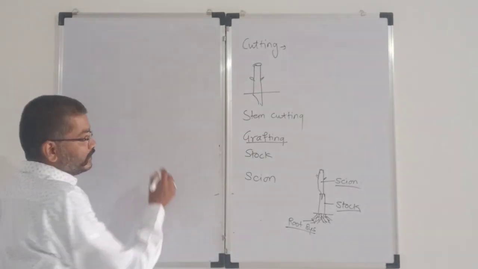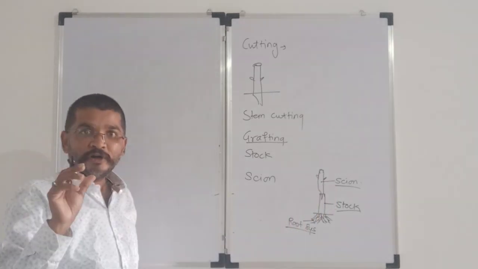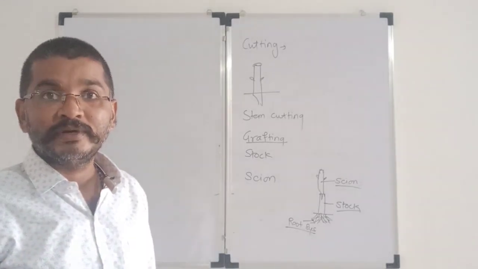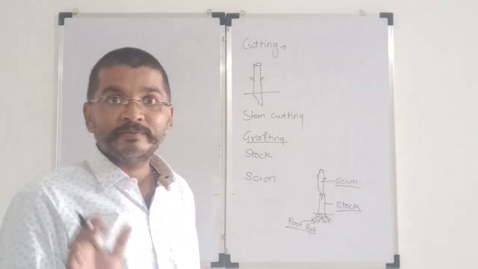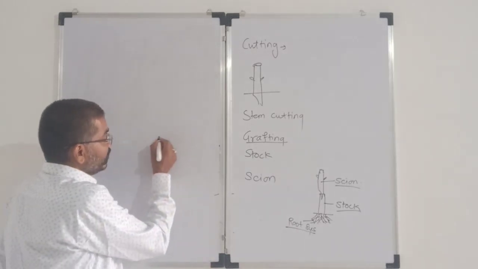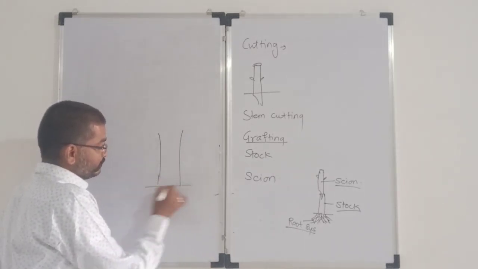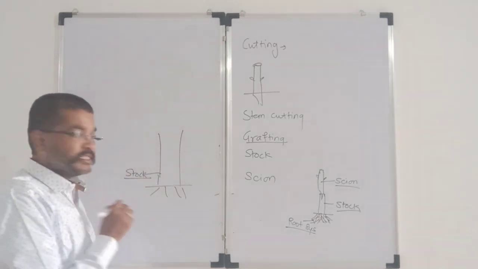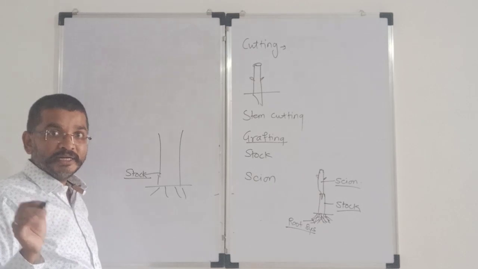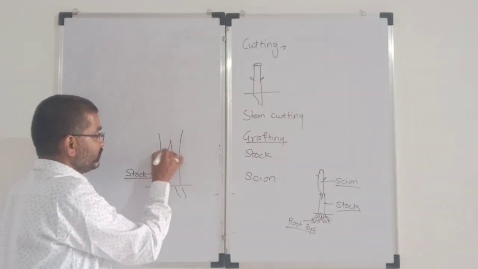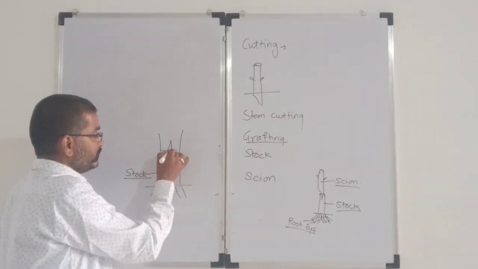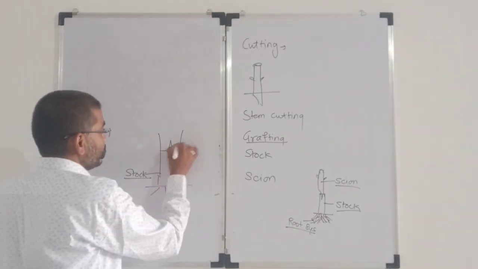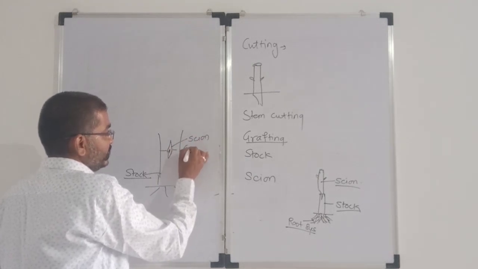In budding, the scion is in the form of a small bud. So it is mostly used to produce a large number of flowers, of different colors, on the same plant. So here in budding, the stalk remains the same. Here is the stalk. And the scion which we use for budding is in the form of a small bud, obtained from another superior variety. So here what is the scion?